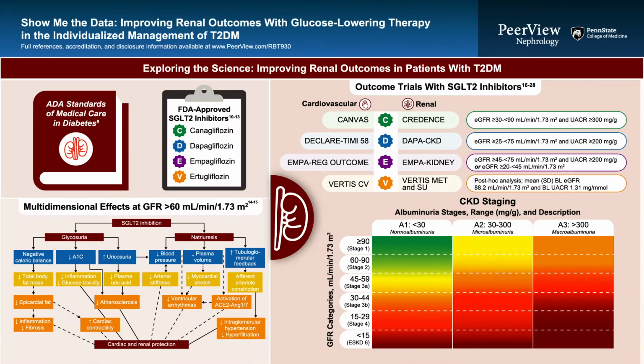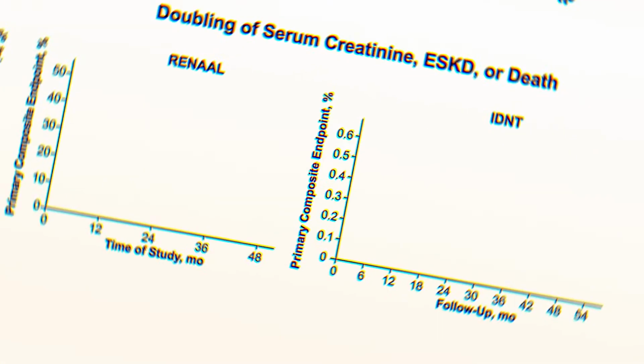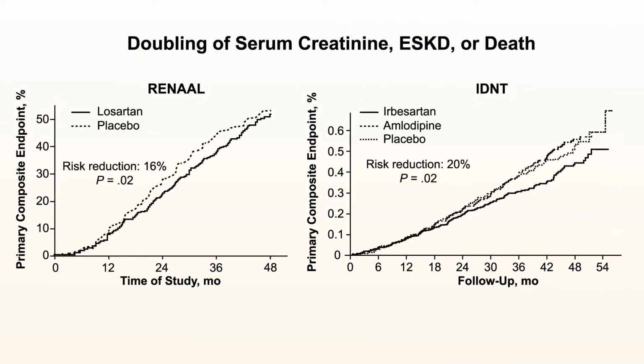We're now going to go to the next section, which is focusing on improving renal outcomes in patients with type 2 diabetes. You can see that there have been a number of changes that have occurred since 2001, largely led by these two trials, RENAAL and IDNT. And that really changed the landscape and slowed progression of kidney disease.